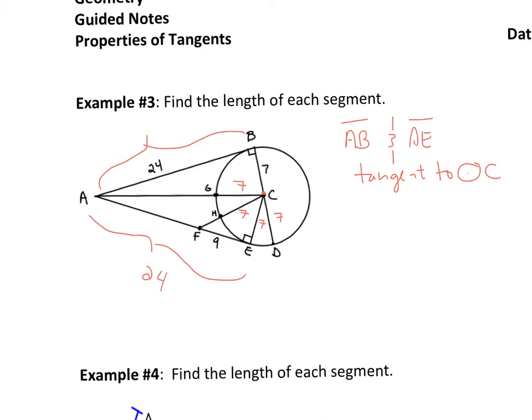But we already know part of AE. We already know FE is 9. So AF is going to be 15. And we simply get that by 24 minus 9. So this value is the 24, which is the whole thing, so it has to be the same, minus the little segment of 9.